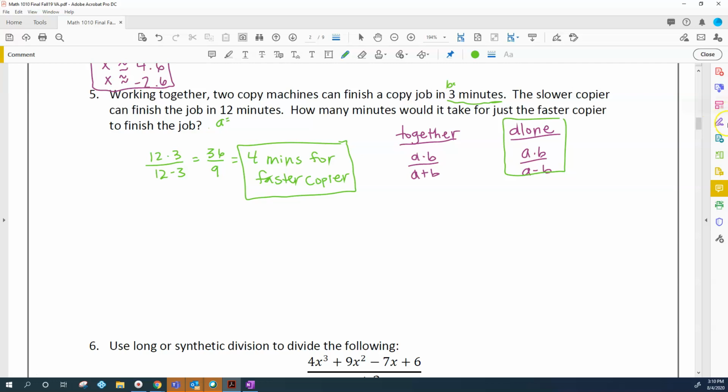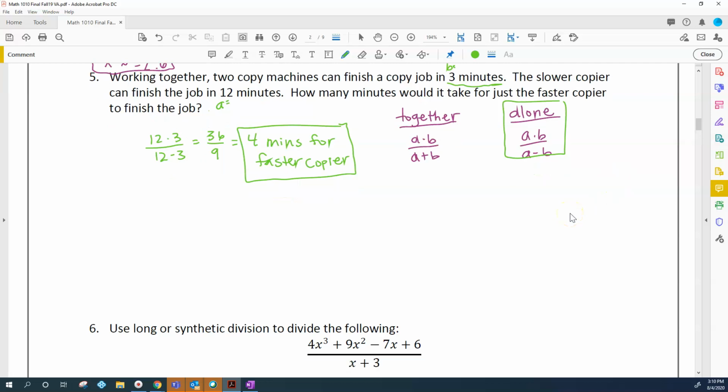Any questions there? Make sure you're speaking up if you have a question, or type it into the chat. I want to make sure this is helpful for you. So the formula is A times B over A plus B for together, and then same thing, only A minus B on the bottom. Yep. And we want A to be the bigger number. You need A always to be the bigger number. Otherwise, you'd come up with a negative 4 minutes on this, and that would be really bad, right? You can't have a negative 4 there. So, yep, that's right.